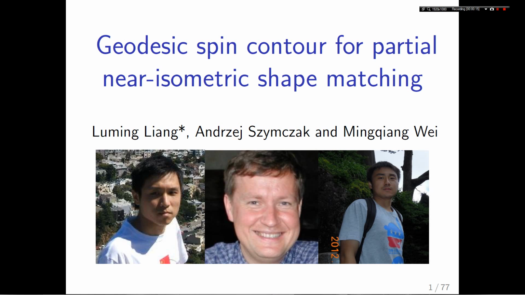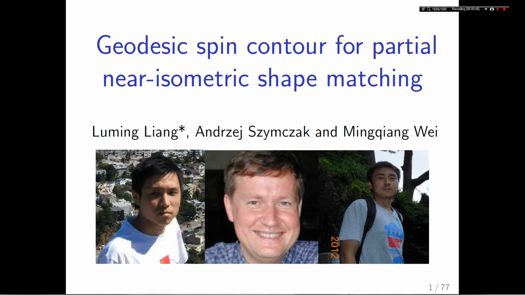Today, my talk is about a new local shape descriptor named Geodesic Spin Contour. This descriptor is designed for matching shapes with near isometric deformations, especially for partial data matching. This research is conducted by me and my advisor, Andre Shimchak, and also my dear colleague, Dr. Wei, in Chinese University of Hong Kong. In this talk, I will cover briefly what the geodesic spin contour is, how we compute it and use it, and also how well it performs compared to other methods.